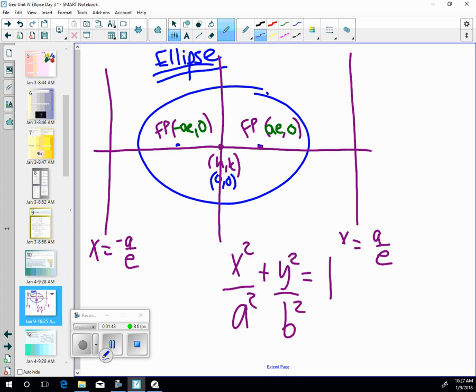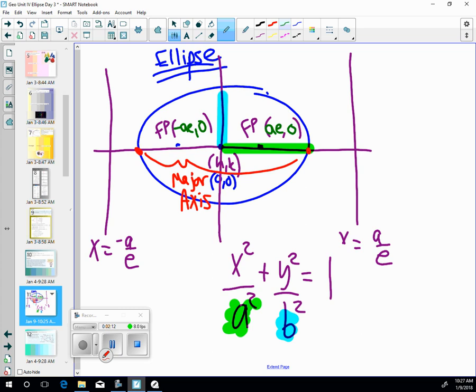Okay? Now, A, I'm going to highlight here. A is this distance to here. That's what A is. B is this distance up to here. So we have a name for this. We call this the major axis. How far is that, by the way? How far is it from here to here? That's 2A, isn't it? Yeah. And 2A is kind of going to be interesting. We'll come back to 2A.